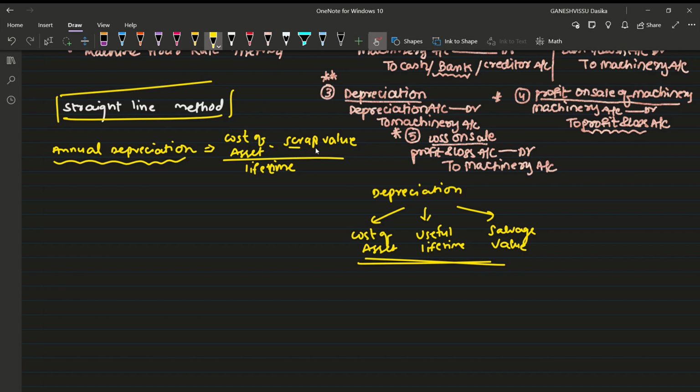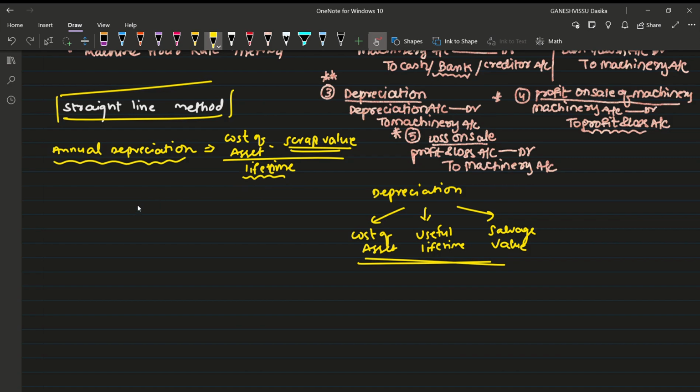And scrap value, that means after the useful life of the asset, if the machinery has been sold, the amount which we are going to realize by selling those assets is known as scrap value, and we are going to divide it by the useful life of the asset. That means there will be some estimation of the lifetime of the asset, right? For this many years the asset is going to be used, so there will be an estimated lifetime of the asset, and we are going to divide by it.